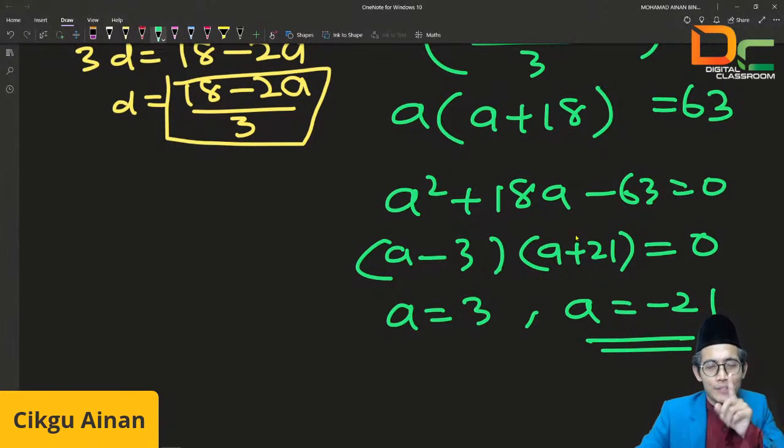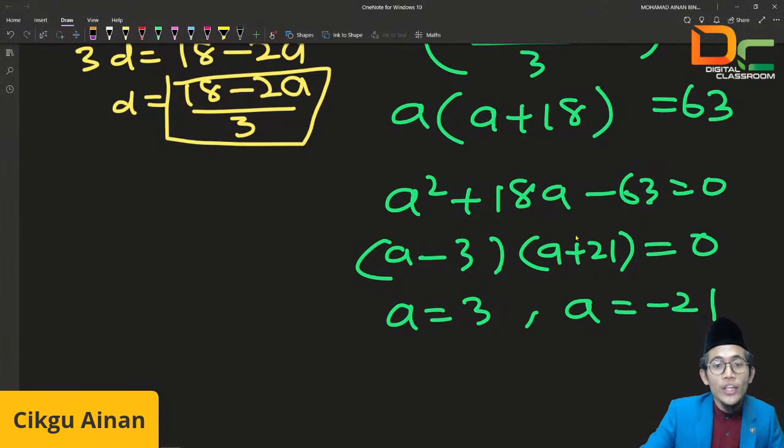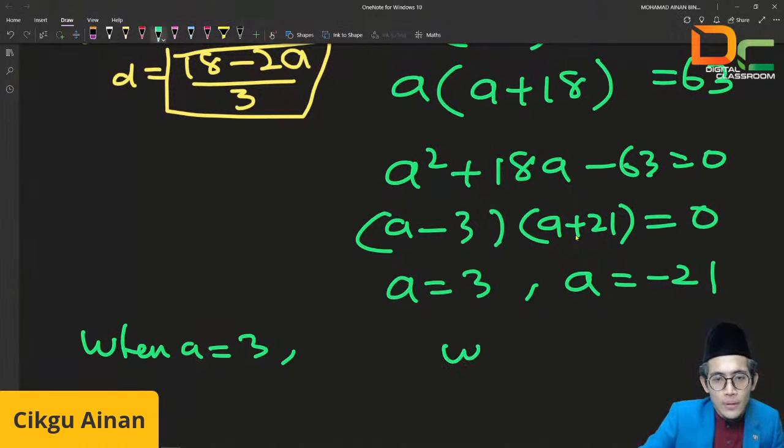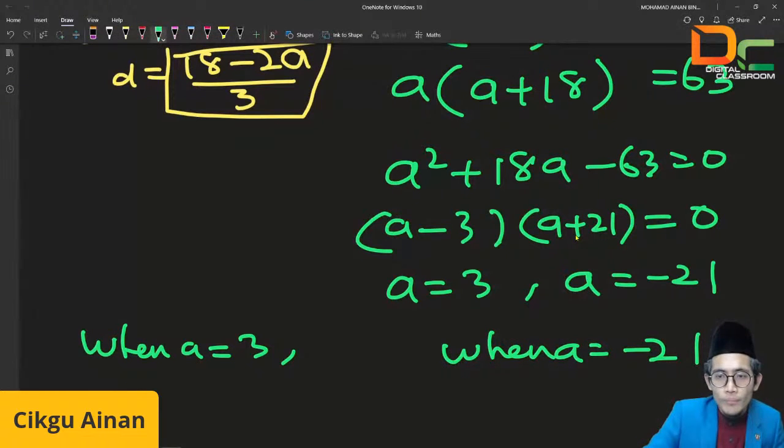This is the value of A. A can be any value. So we have to consider when A is 3, what is the common difference? When A is minus 21, what is the common difference? So we are going to do that. When A is 3, when A is minus 21. So what is the common difference?